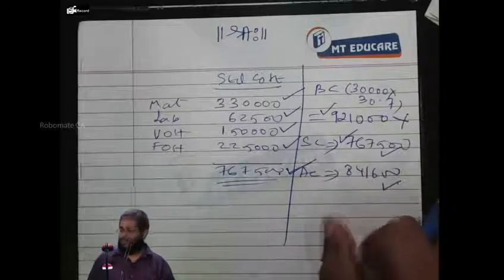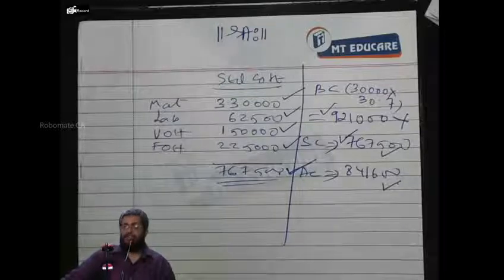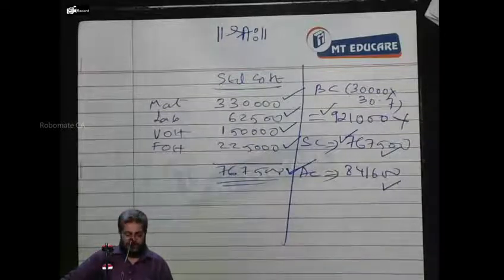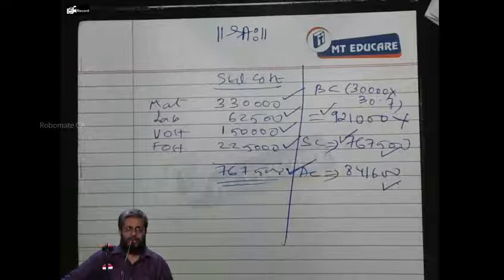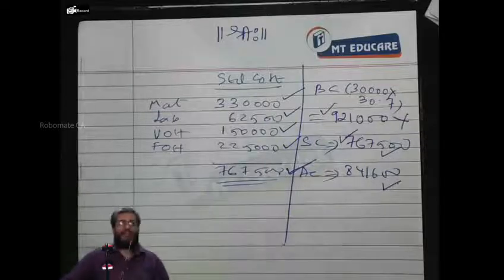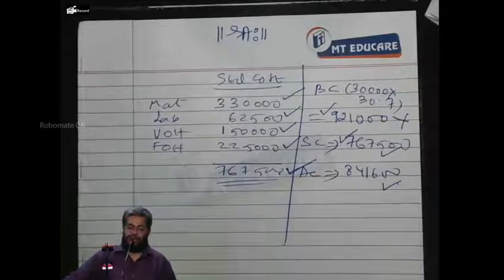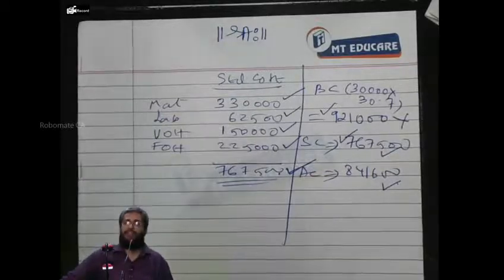Okay, there are three types of cost. Point number 2. We should not compare the target cost for 30,000 units, that is rupees 9,21,000, with the actual cost spent for 25,000 units, that is 8,41,600.